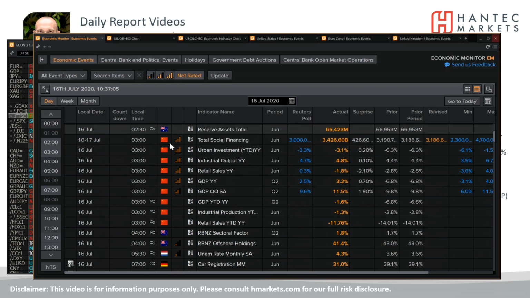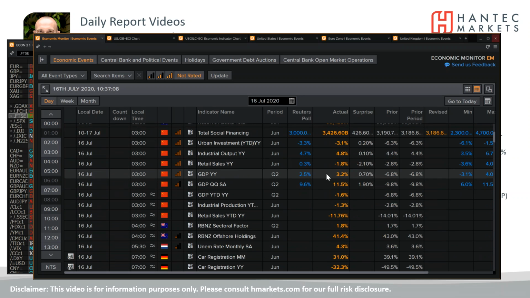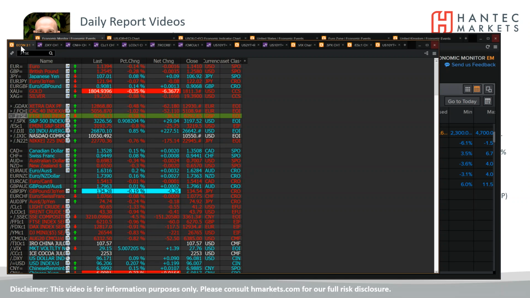You can see here GDP was better than expected, 3.2% on the Q2 numbers, but look at those retail sales, minus 1.8, and that is even when China has come out of lockdown. So that is a concern, and it's a concern because of what it could mean for other big economies coming out of lockdown as well. So there has been an air of risk negative moves today.